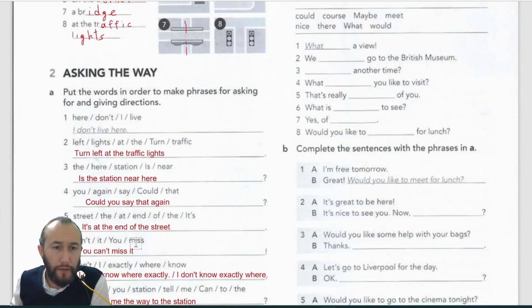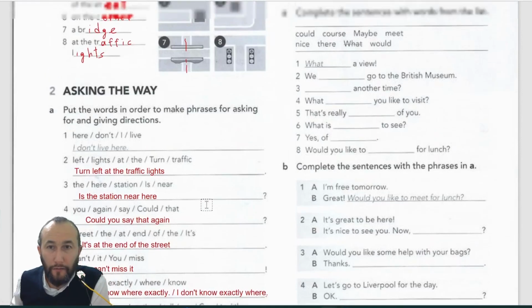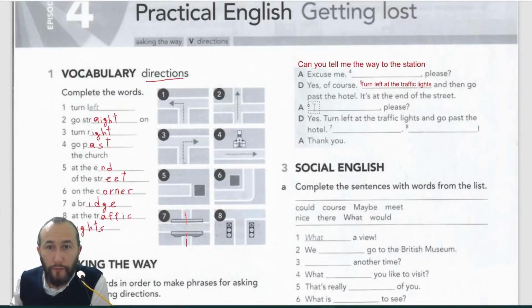So I believe we're going to use number 4. Could you say that again? Because A didn't understand well. So could you say that again, please?